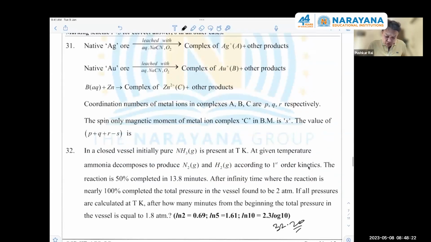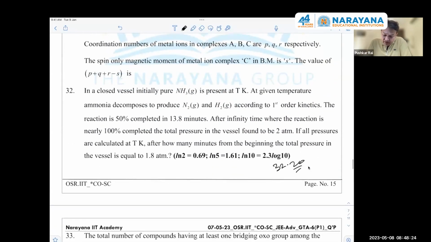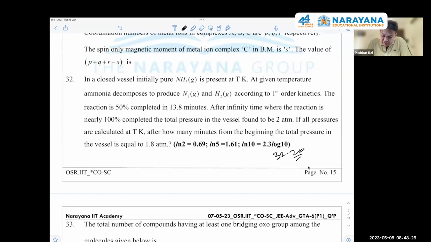In a closed vessel, initially pure NH3 is present at T Kelvin. At a given temperature, ammonia decomposes to produce this and this. According to first order kinetics, the reaction is 50% completed in 13.8 minutes. This is also a very easy question. Any comments on this one? 50% completed in 13.8, so you come to know that ln2 by this T half, 13.8. Immediately you get the value of K.